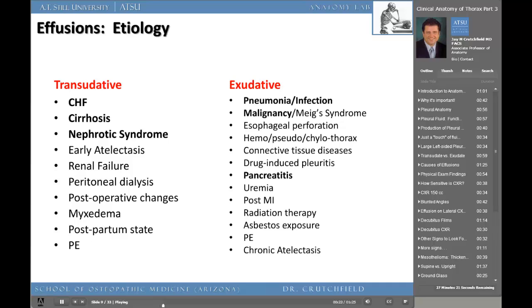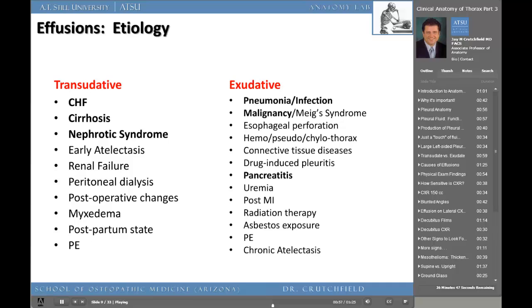But also look at the transudative causes: congestive heart failure, cirrhosis, nephrotic syndrome. You can even have pulmonary embolism, which causes this. But note that PE is in both columns. There are a couple of these which appear in both columns. I've highlighted and put in bold the most common ones which you'll see as a clinician: congestive heart failure, cirrhosis, nephrotic syndrome, atelectasis can all be causes of a transudative effusion, less than 3 grams per deciliter, an ultrafiltrate.